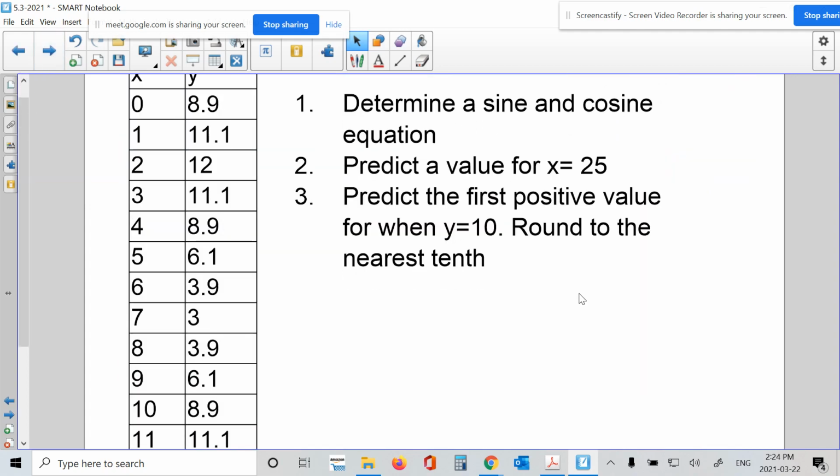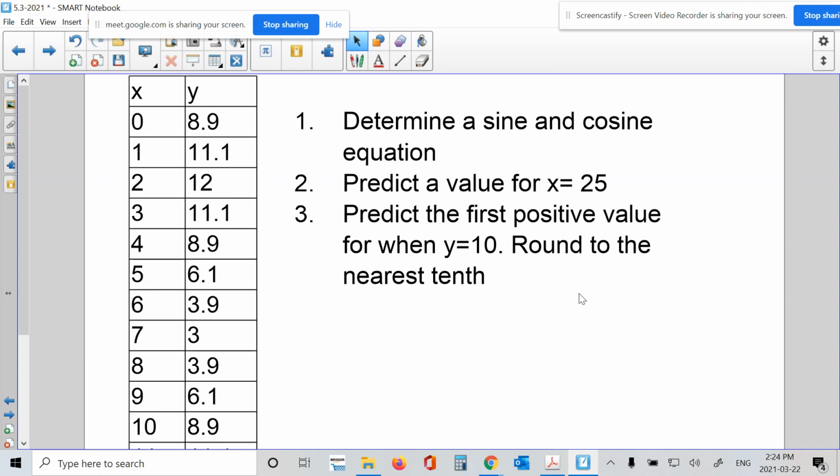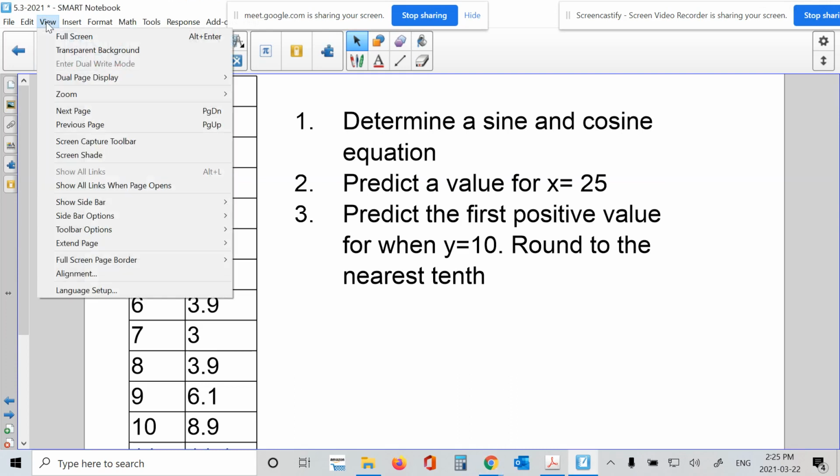Let's look at this table here. Everybody focus on this for a bit. Determine a sine and a cosine equation for this table. Predict a value for x equals 25. Predict the first positive value for when y equals 10, rounded to the nearest 10. So at some point, we will have to solve that equation that we talked about. Now, let's look at this table. Let me zoom out a bit so that you can see more of it, and then ask you for the A and the C and all that stuff that we talked about.